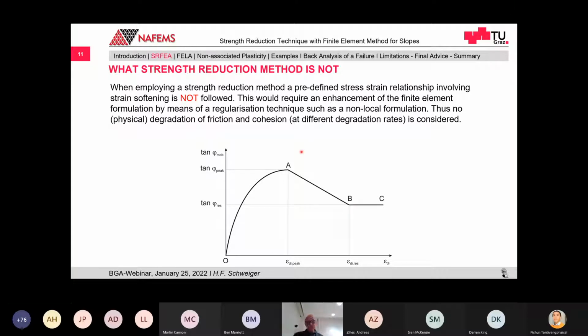So we do not have a physical degradation in friction and cohesion, because in a strain softening analysis, you would probably have different rates for cohesion and friction. We do not have this in the strength reduction technique. So that is really a conceptual misunderstanding what the method is. So we are not following a stress path based on a stress strain behavior. We just follow a stress path which is basically determined by the stress point algorithms of the code. So that is something you have to be really aware of. We are not doing this.